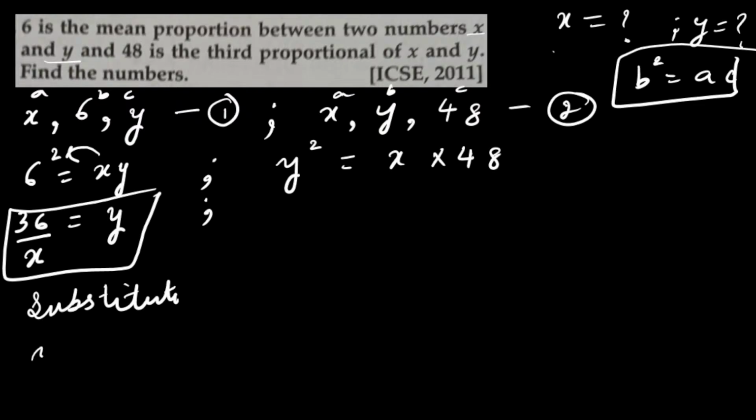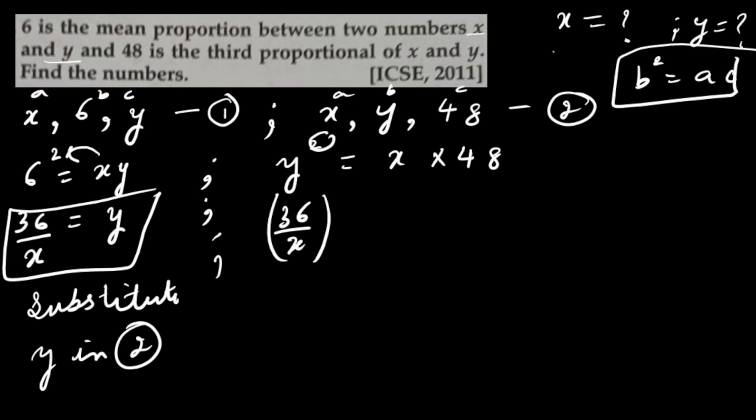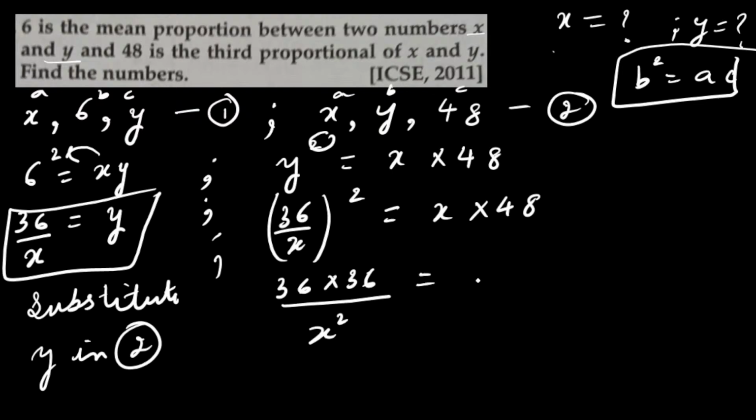So from the first equation, we'll substitute the value of y in the second one. From first we have taken the value. So y's value is 36 by x. So this is 36 by x, whole square, is equals to x into 48. So 36 square I can write as 36 into 36, x square by x square is equals to x into 48.